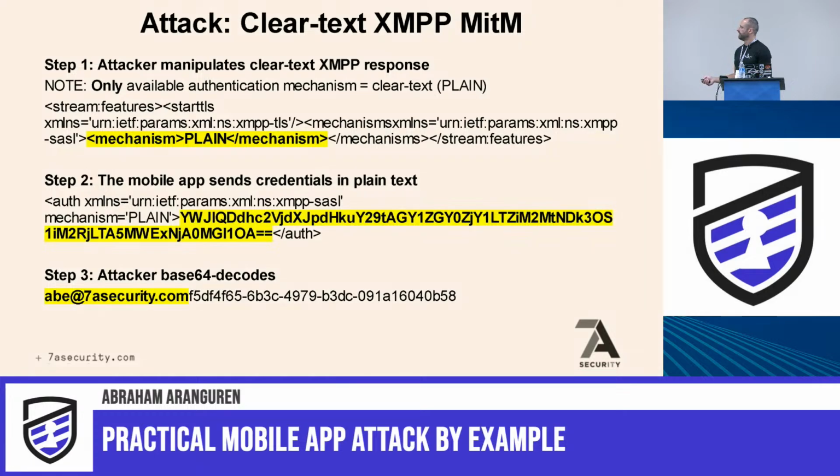Normally there would be a challenge response mechanism, right? But you can say as the server that you only accept plain, and then the mobile app sends the credentials in clear text, which normally wouldn't happen, right? And then when you base64 decode this, you have the username and the password, right?